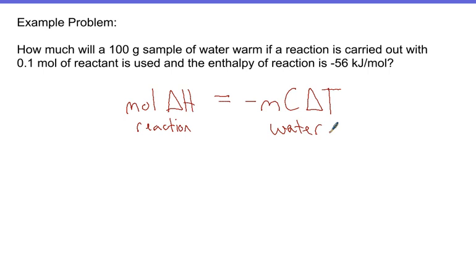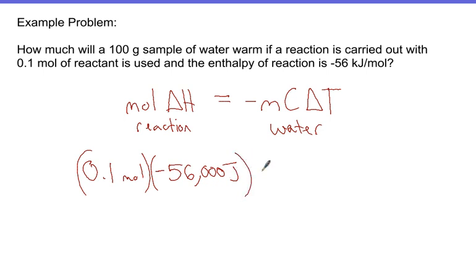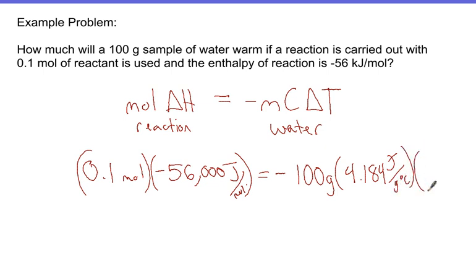Okay, so on the one side I have 0.1 moles. I know my delta H is negative 56 kilojoules per mole, but you always have to put this in joules, so negative 56,000. Just like there are 1,000 meters in a kilometer, there are 1,000 joules in a kilojoule. Joules per mole, so then the moles will cancel out, equals negative 100 grams of water, specific heat, again, not given to you, you just have to know 4.184 joules per gram degrees Celsius. And the temperature change is now what we're looking for.